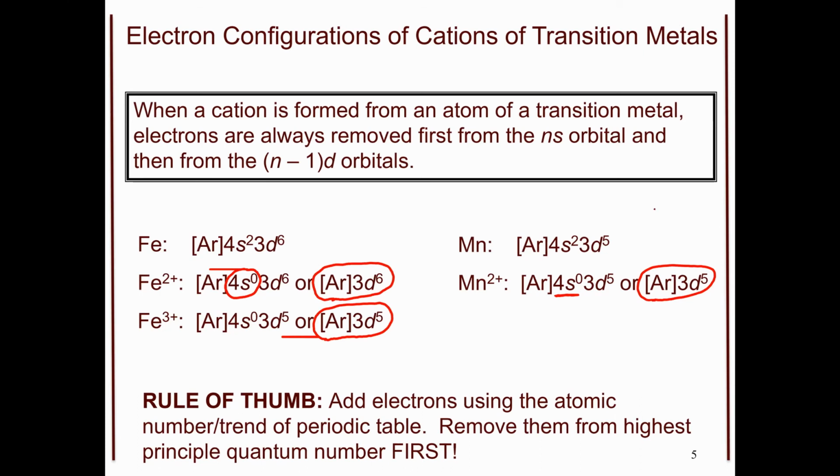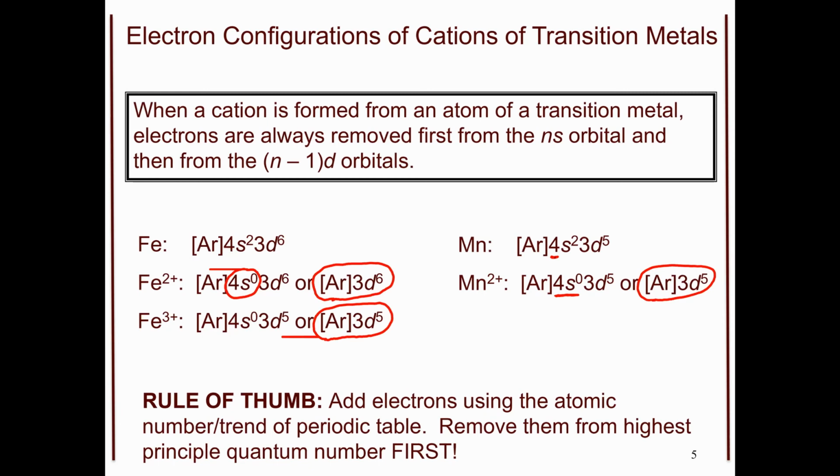Another important thing is, let's talk about the rule of thumb. The rule of thumb is a nice way to remember exactly what you're doing with the transition metals. This rule of thumb states, add electrons using the atomic number trend in the periodic table. So if we were wanting to add electrons to such things as our halogens, you just add them in the same order. But if we are removing, you are going to want to remove from the highest principal quantum number first. So in the case of manganese, that is why we are going to go after the 4s orbital first before going to the 3ds.